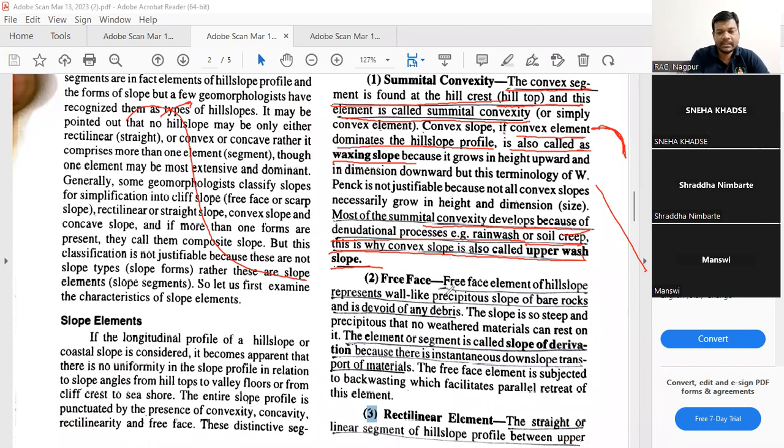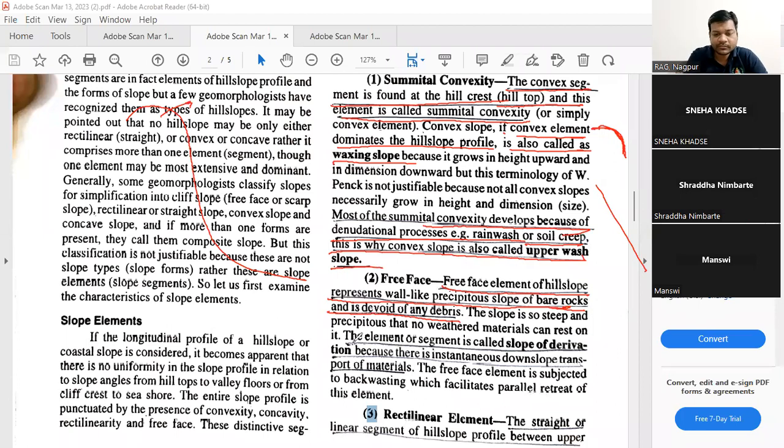Okay. Next is free face. The free face element of hill slope represents a wall-like precipitous slope of bare rocks and is devoid of any debris. It is completely free face, that is, you cannot climb it. If there are cracks in the rock, you can climb it, but it is virtually impossible to climb this kind of free face. This is completely bare rock. It does not have any kind of vegetation or debris.